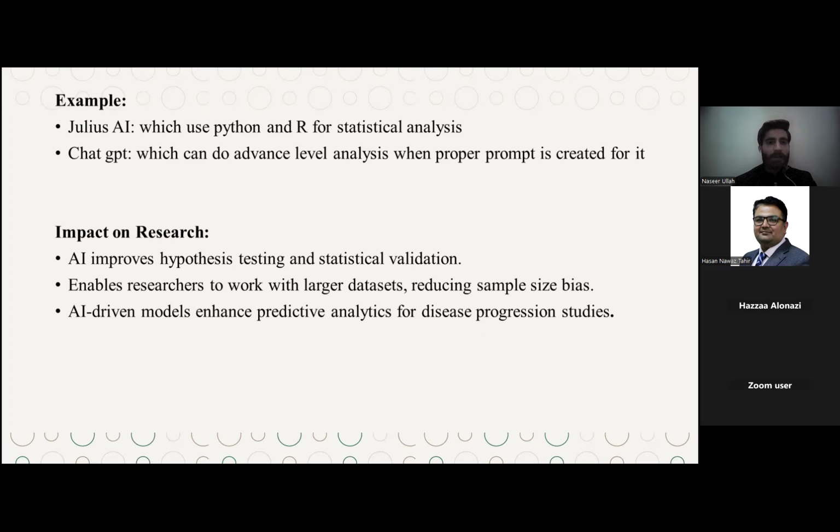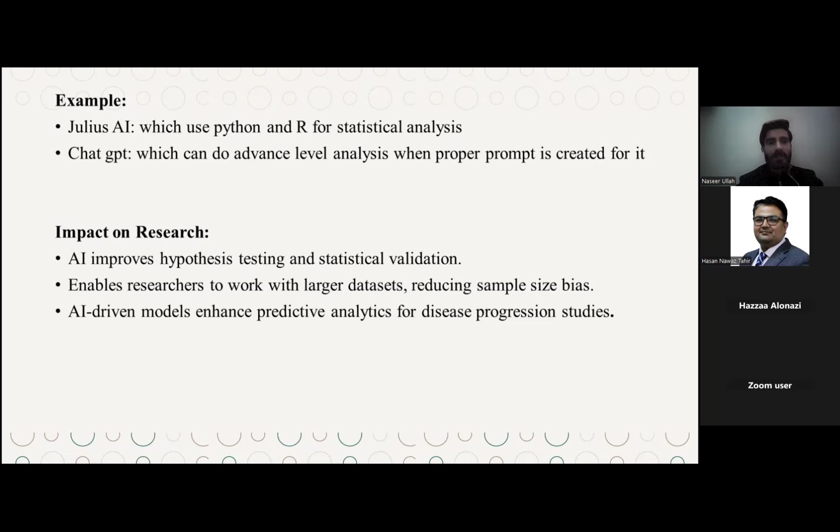Now there are two types which can be used for statistical analysis, like Julius AI. This is a website with the name of Julius AI. It uses Python and R code for statistical analysis. We can give our data to Julius AI and then give the prompt that I need these results from Python or R. There is an option for Python and R. We can change that and it gives us the data analysis.